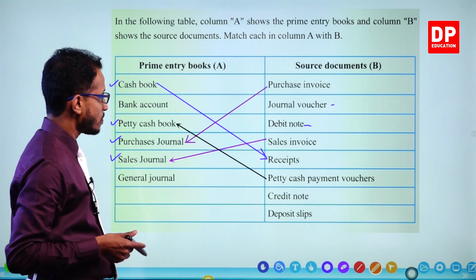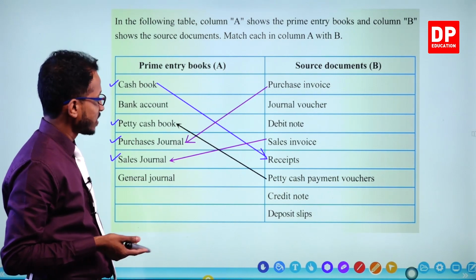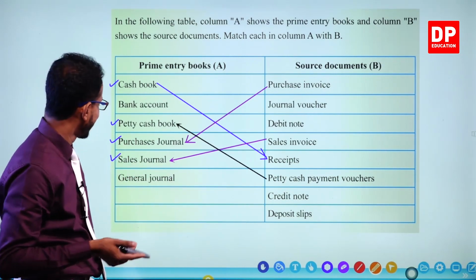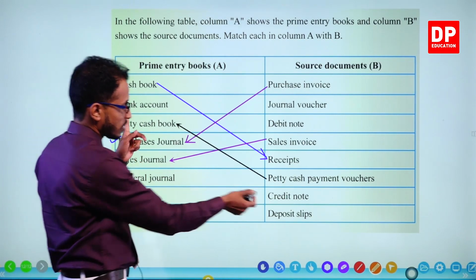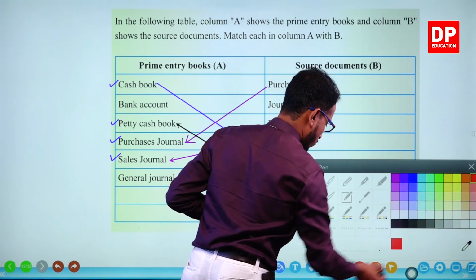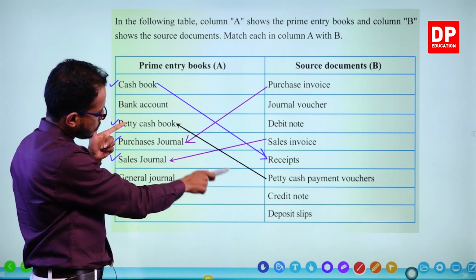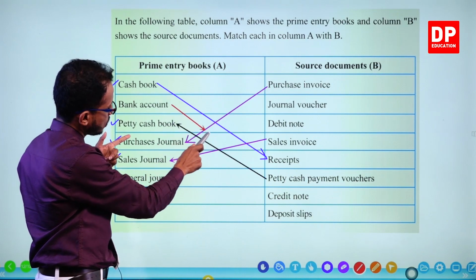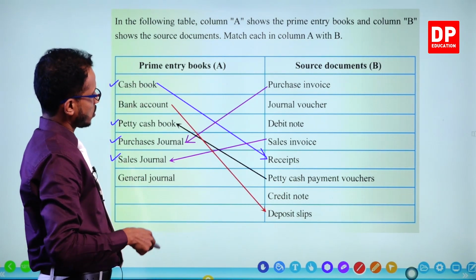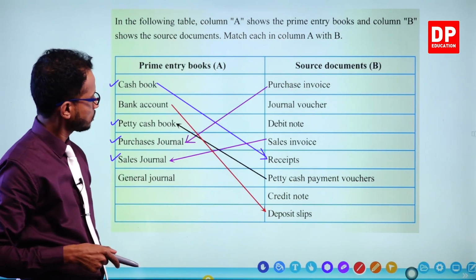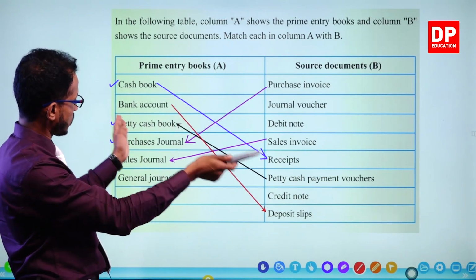Well, if it is related to the bank, children, surely it should be the deposit slip, right? Then for the bank account, the relevant source document is the deposit slip. Hope you can see this clearly. Is it confusing? Arrows going here and there, everywhere.